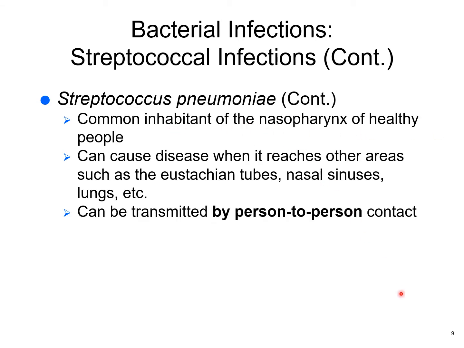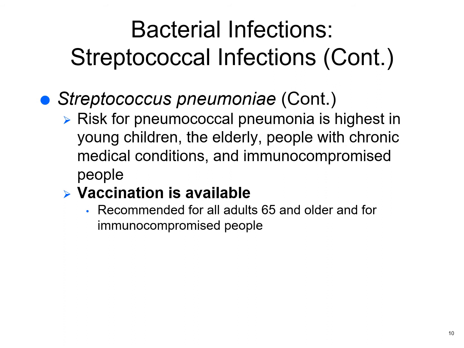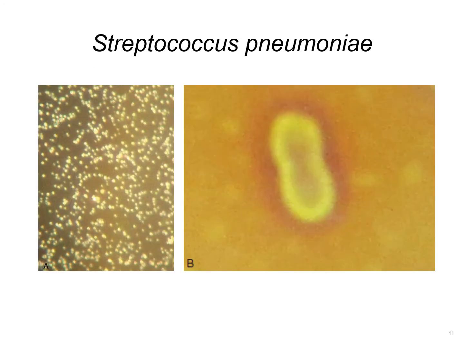It's a common inhabitant of the nasopharynx of healthy people, and it can go to the eustachian tubes and cause them to plug up, and then you get an ear infection, or plug up the nasal sinuses, or you can get pneumonia. This is, again, person-to-person contact. And the highest risk is very old, very young, and people who have chronic medical conditions, or they're immunocompromised. And there is a vaccine available that is given to people 65 or older, and for anybody who has some sort of immunocompromised situation. And there's a picture, you can see the little strep things, and that's a close-up.